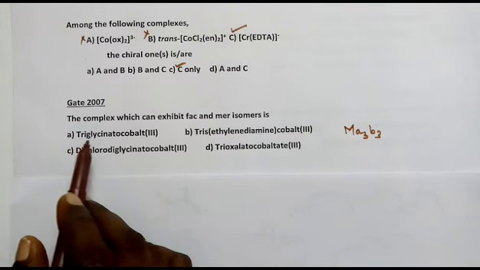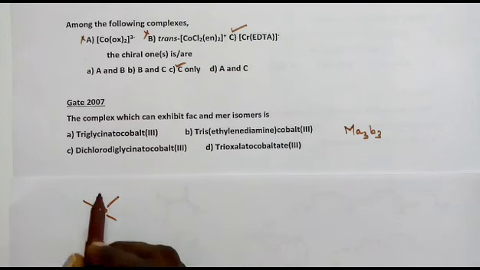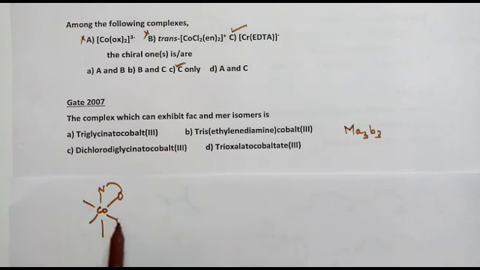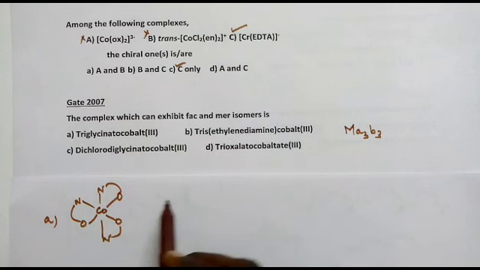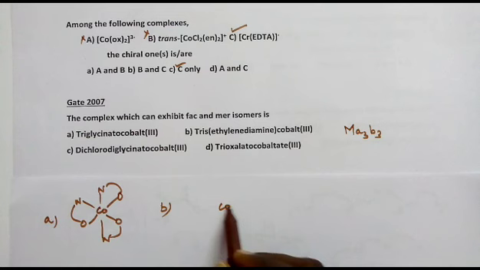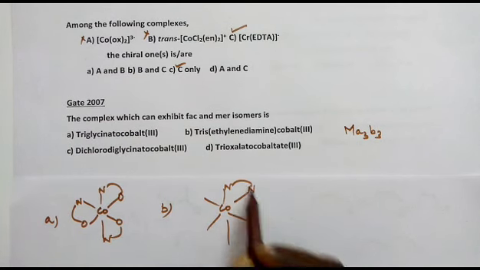Triglycinato cobalt 3. Glycinato means oxygen and nitrogen. This is one, oxygen, nitrogen. Another one, oxygen, nitrogen. Another one. This is the first one, A. And B is what? Tris ethylene diamine cobalt 3. Ethylene diamine is a symmetric bidentate ligand.